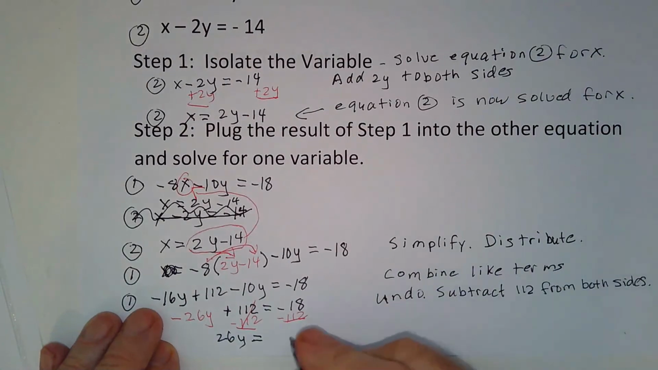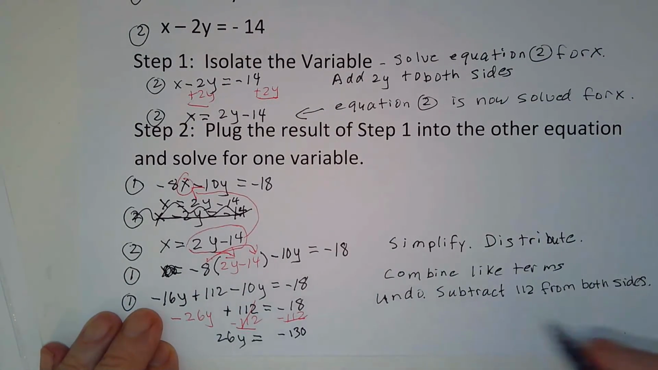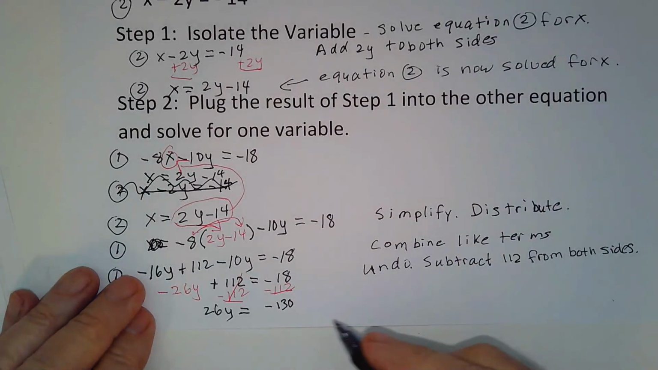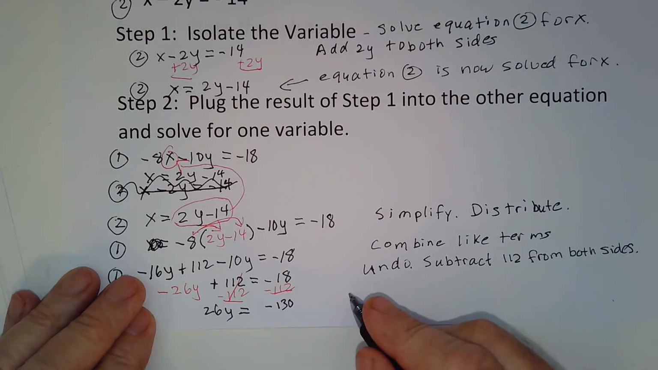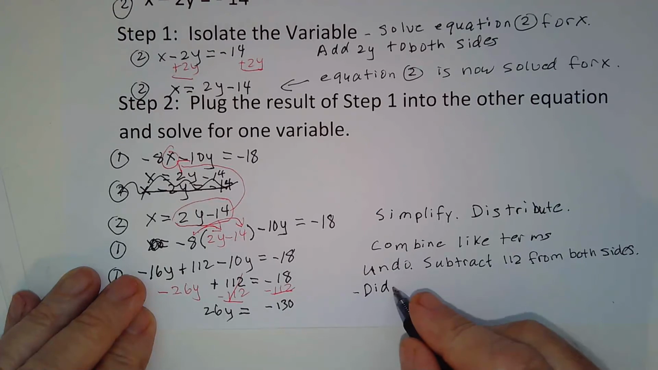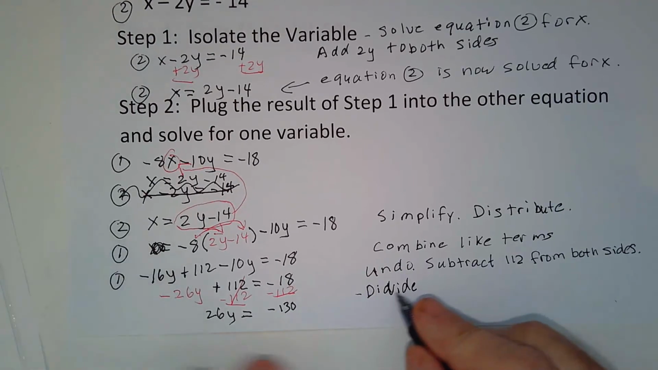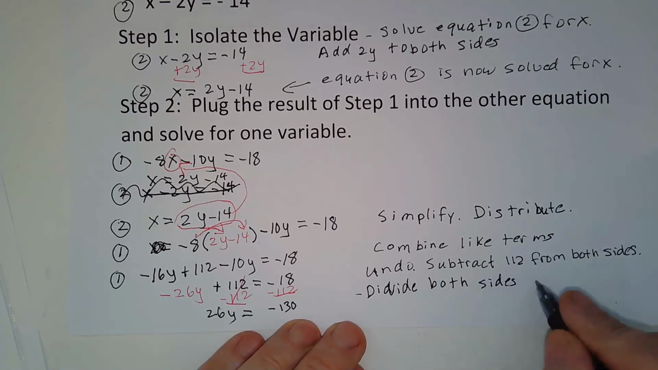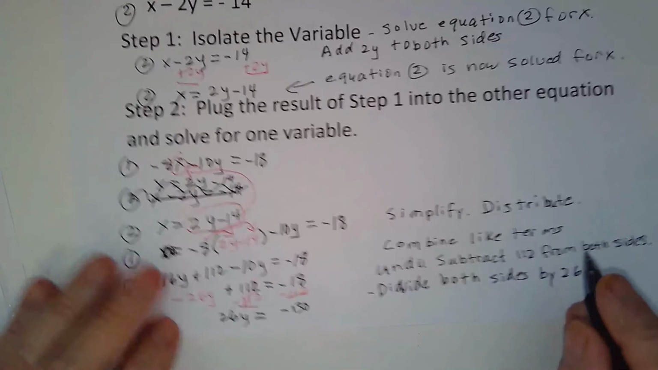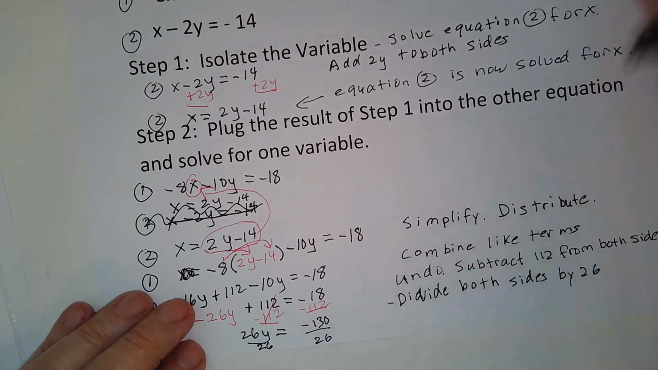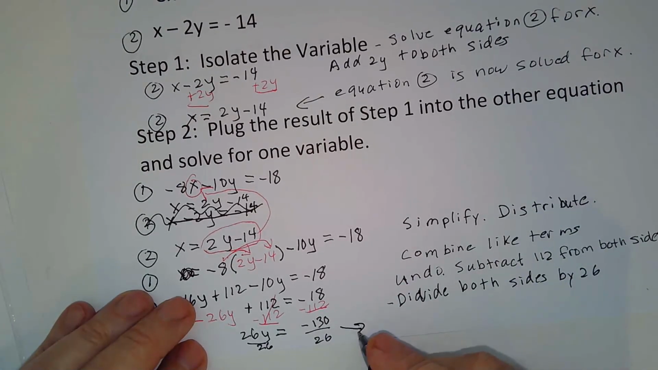So negative 130, and we're running out of room a little bit here, but I think I can squeeze it in over to the right. So looks like we're going to divide both sides by 26. And when you do that, 26y divided by 26 and negative 130 divided by 26. And put the answer over here.